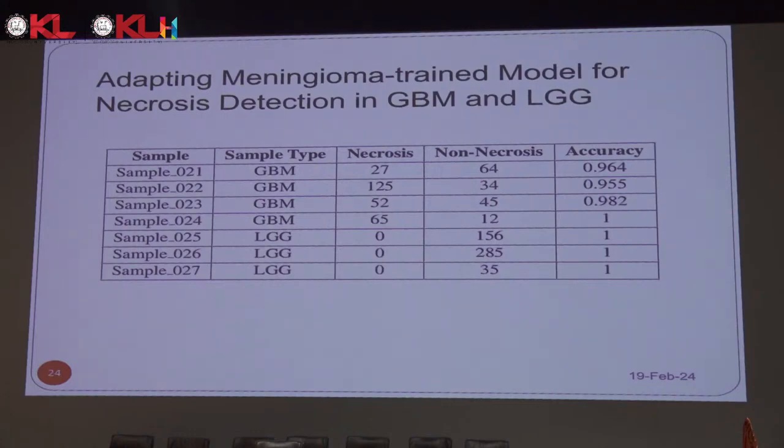We found that accuracy was fairly good in terms of GBM. Again, this was validated. This is an unseen sample prediction that we did. It was validated by doctors from NIMHANS, and these are the results that we have.